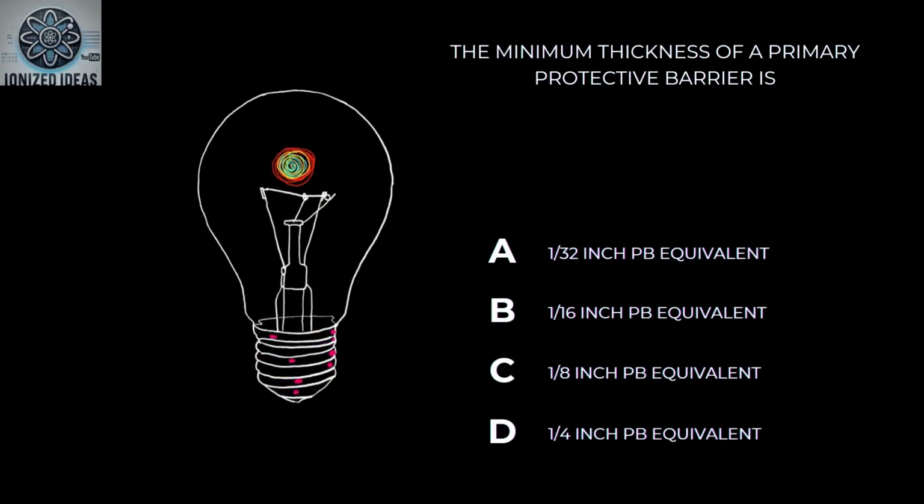The minimum thickness of a primary protective barrier is A. 1/32 inch Pb equivalent. B. 1/16 inch Pb equivalent. C. 1/8 inch Pb equivalent. D. 1/4 inch Pb equivalent.